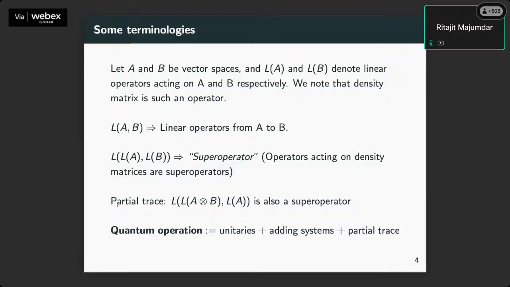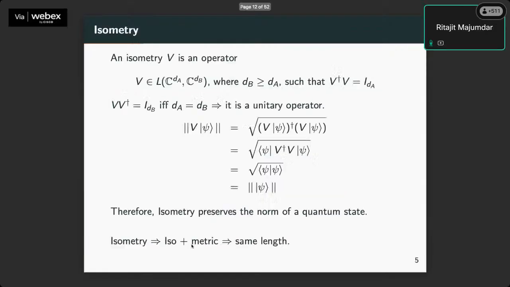Similarly, partial trace can also be a super operator. You have a bigger density matrix and there is an operator which maps it to a smaller density matrix. You throw away the B part. So when we think of quantum operations, it can be unitary, it can be adding systems, it can be partial trace. All of them come together.